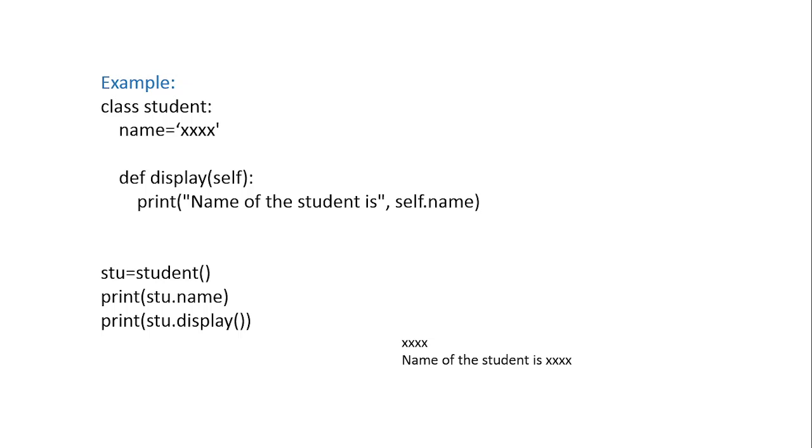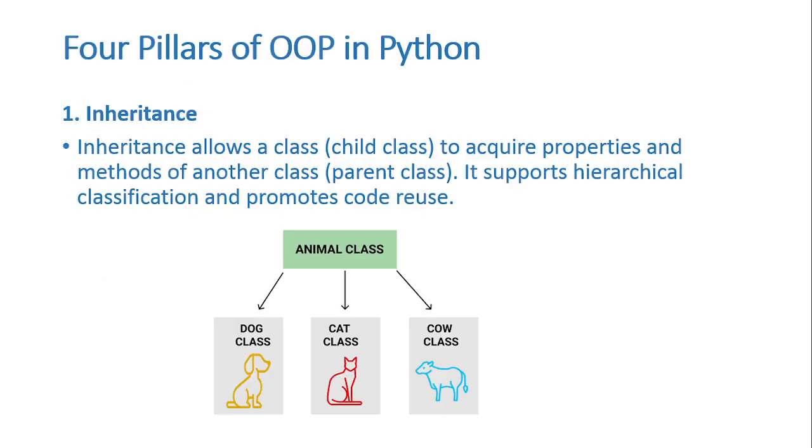So like this you can create a class and you can access the methods and attributes inside the class with the help of a dot operator. Next, we will see the 4 pillars of object oriented programming in Python.